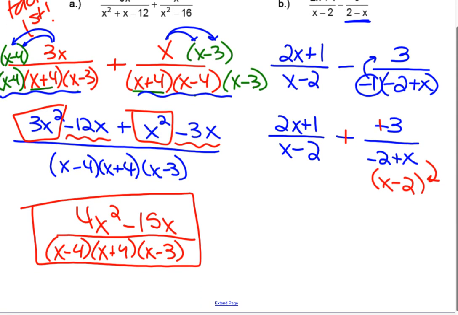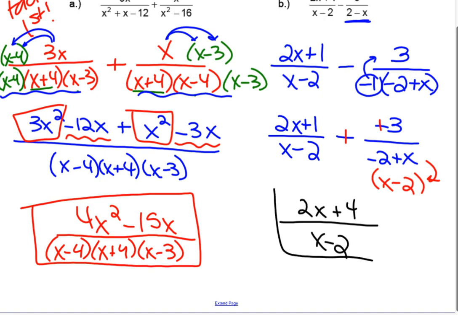Okay, and now since my denominators match, I can go ahead and combine. So I have 2x plus 1 plus 3 gives me 2x plus 4 all over x minus 2. And again, leaving the numerator like so as 2x plus 4, or you could even factor out the 2 if you wish. Either way is fine.